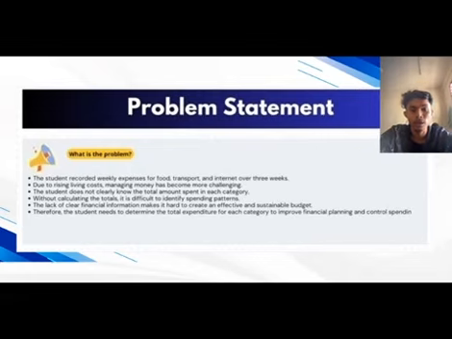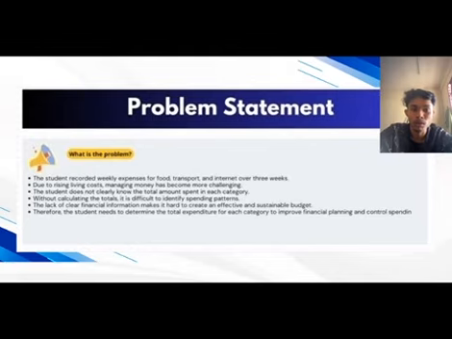The problem is that the student records expenses but does not clearly know the total spending in each category. With rising living costs, managing money is becoming harder. Without proper calculation, it is difficult to see spending patterns and create a good budget. So the student needs to calculate the total expense and plan a better budget.